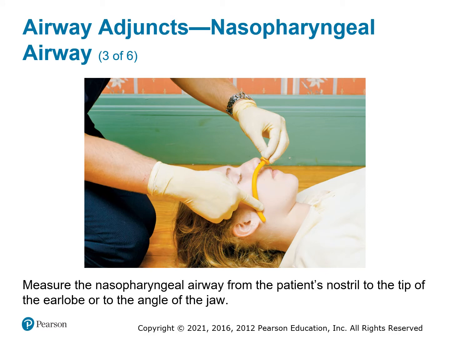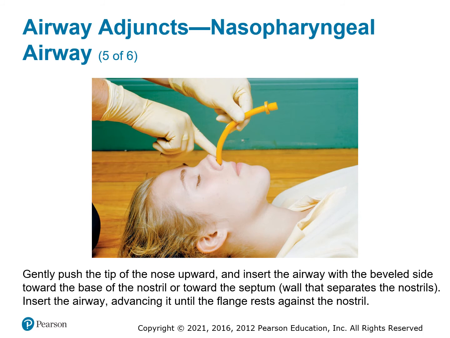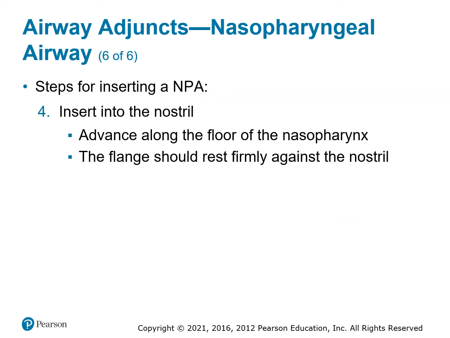So here you go, measuring from the tip of the ear to the nostril. See how it's got that curvature? He's not stretching it out straight. Lubing it up, and then inserting it, with the bevel side towards the base of the nostril, or towards the septum. Don't force it. If you have some block, don't force it in there. Try the other nostril. Again, he'll rotate it around to where the bevel faces the septum, so it'll look like it'll be going upside down to her brain, but it won't. I promise you it will roll around. Insert it into the nostril, advance along the floor of the nasopharynx, and the flange will rest firmly against the nostril.